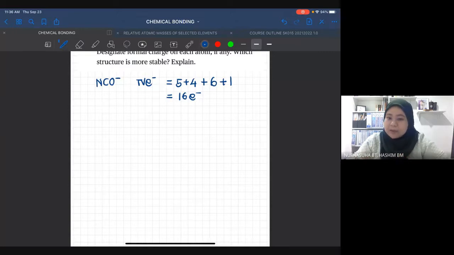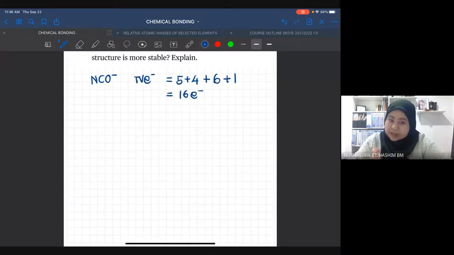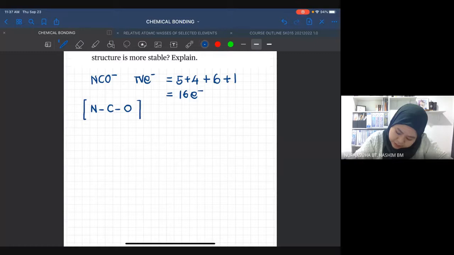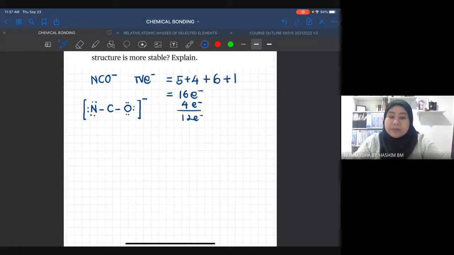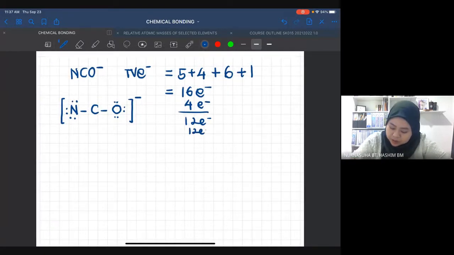Ingat, kalau 3 atom yang berbeza, so means that the compound given actually is already in sequence. Okay, NCO. Okay, don't forget the square bracket. Okay, you dah guna 4 elektron, so remaining 12 elektron kita letak dekat surrounding. So basically that's it. Okay, you dah guna 12 elektron, dah tak ada elektron dah.